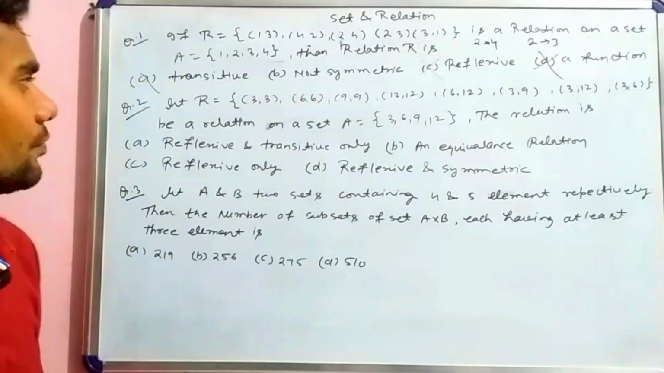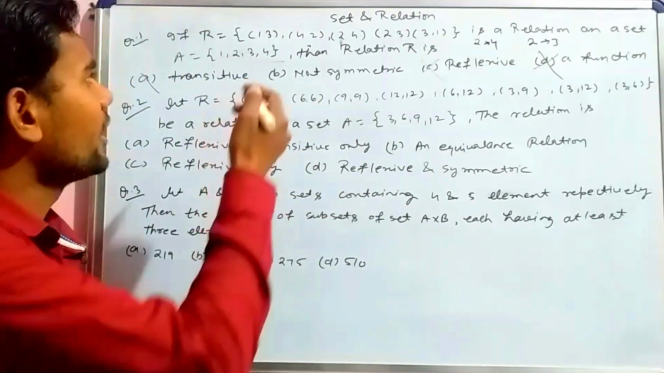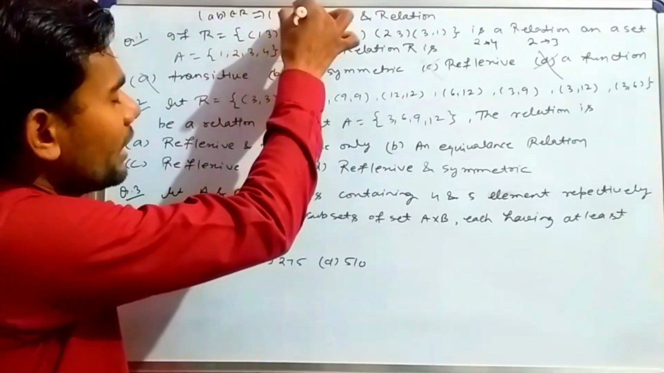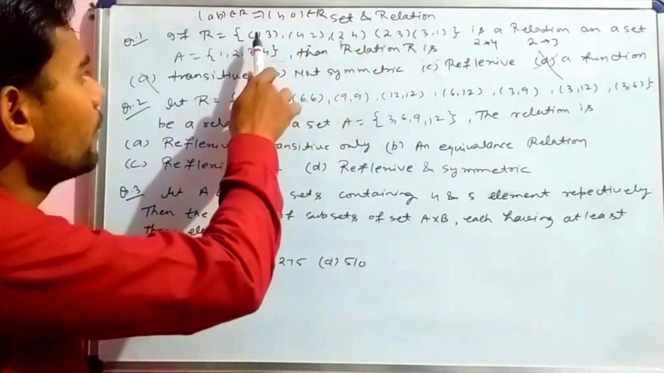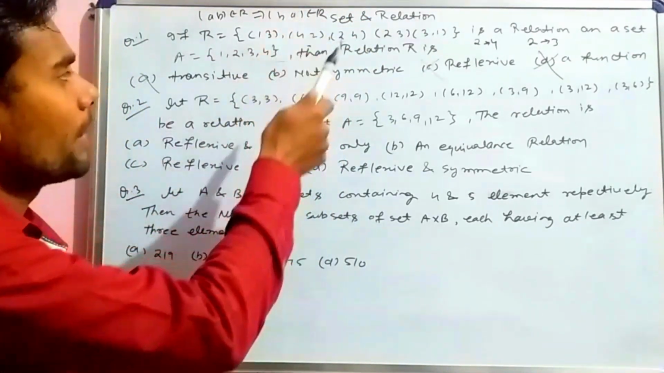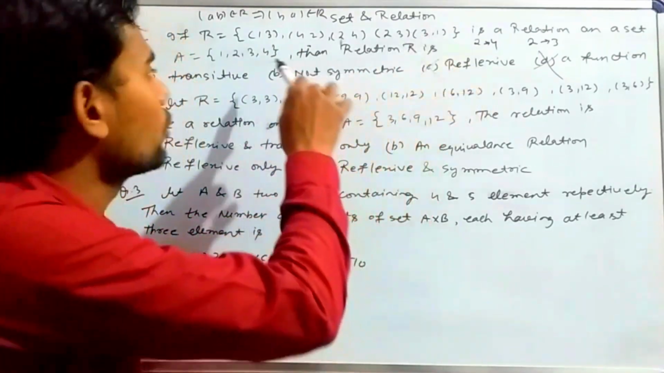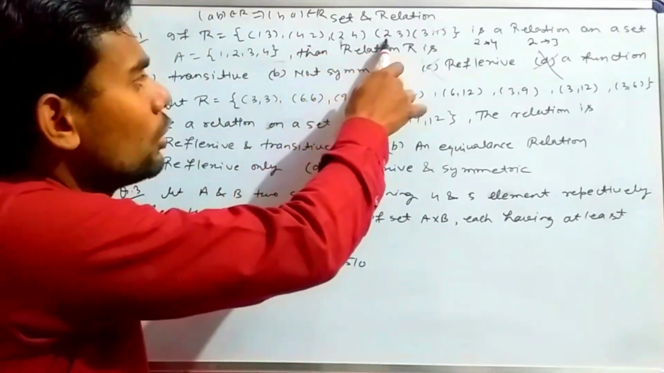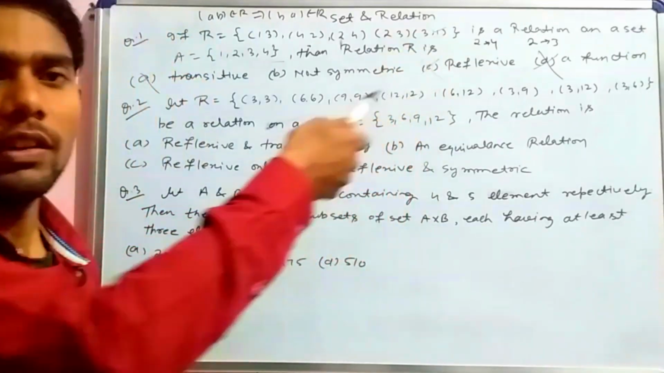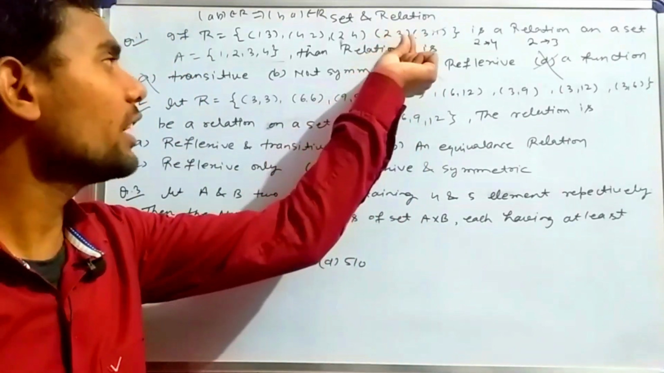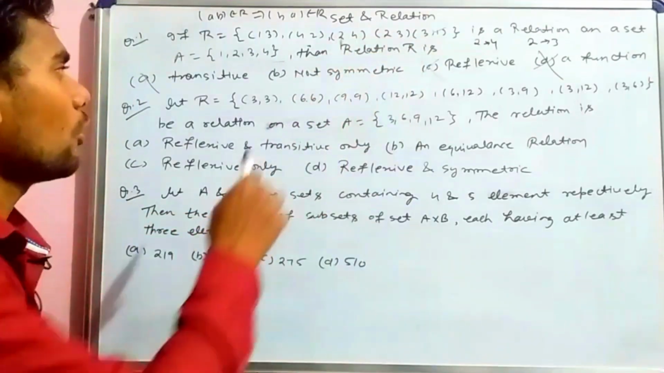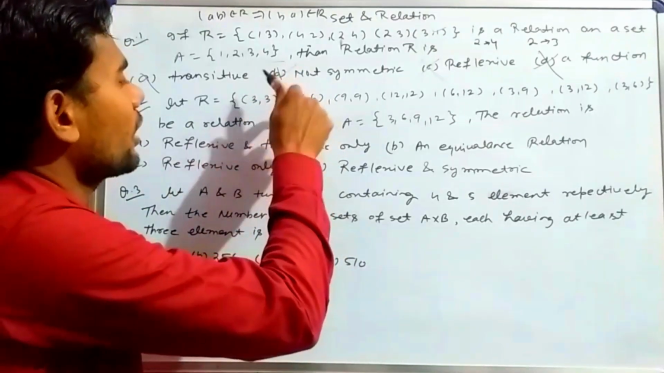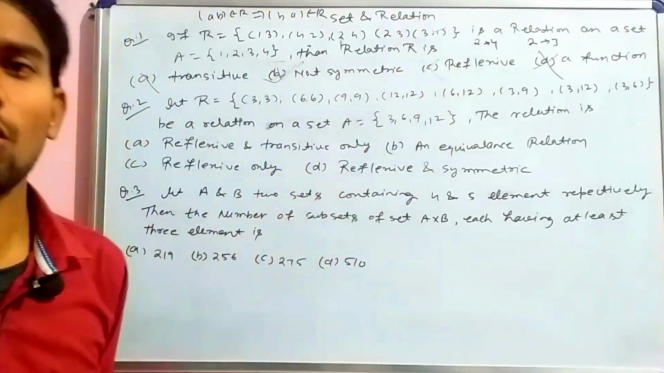Next, not symmetric. Symmetric means if (a,b) belongs to R, then (b,a) belongs to R. For (1,3), we have (3,1) in R. (4,2) is in R and (2,4) is in R. (2,3) is in R, but (3,2) does not belong to R, so this is not symmetric. So B is the correct option, and A, C and D are the wrong options.